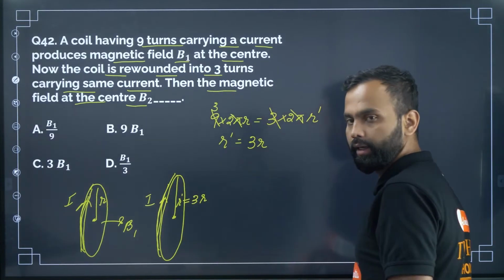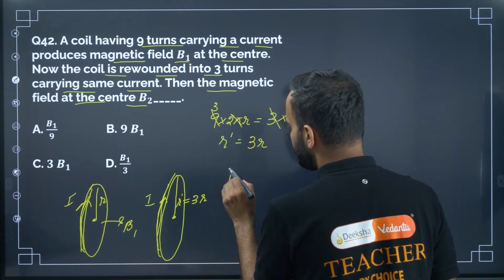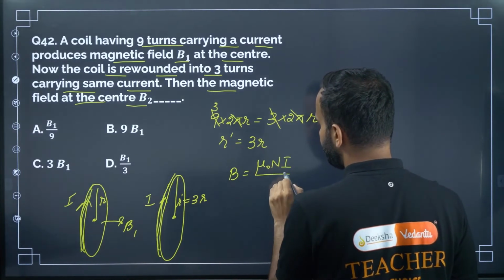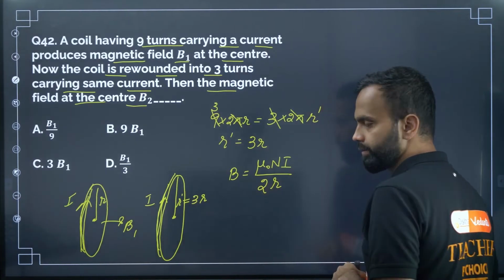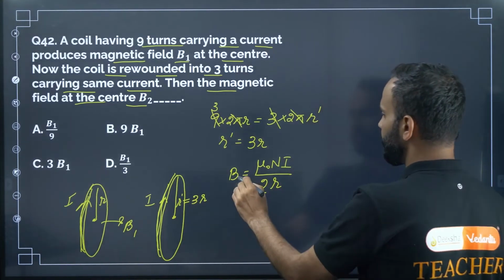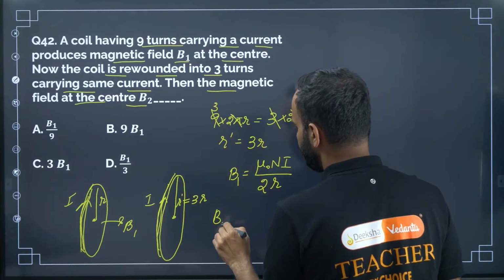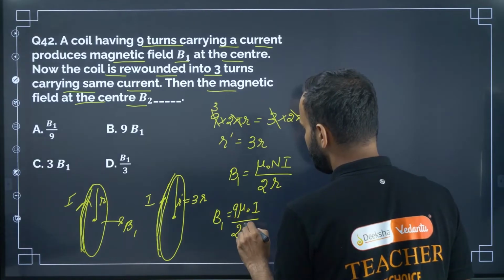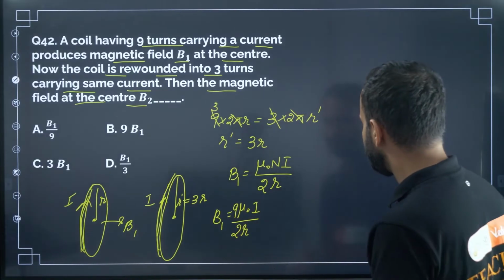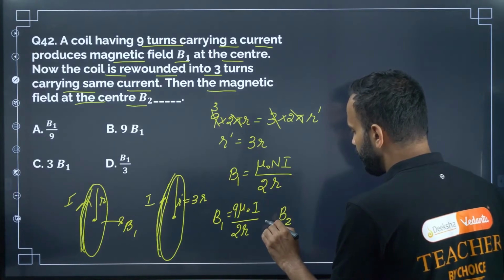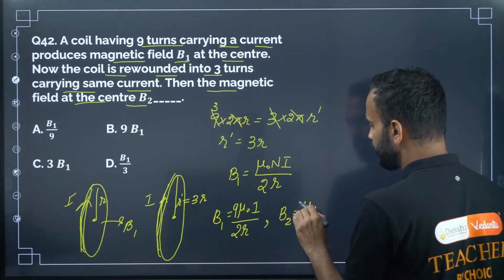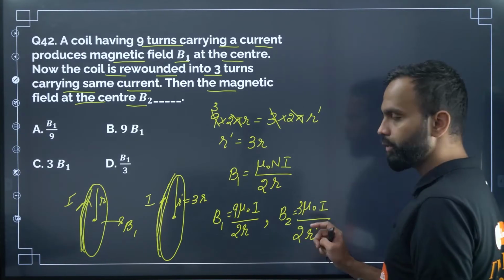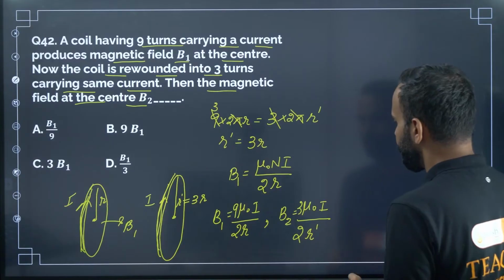R dash equal to 3R. So now the magnetic field due to the coil at its center is mu naught into N into I divided by 2 into R, right? So for the first one, B1 equals mu naught into 9 into I divided by 2R. Okay, so for the second one, B2 is equal to mu naught into 3 into I divided by 2R dash. R dash equal to 3R, right?